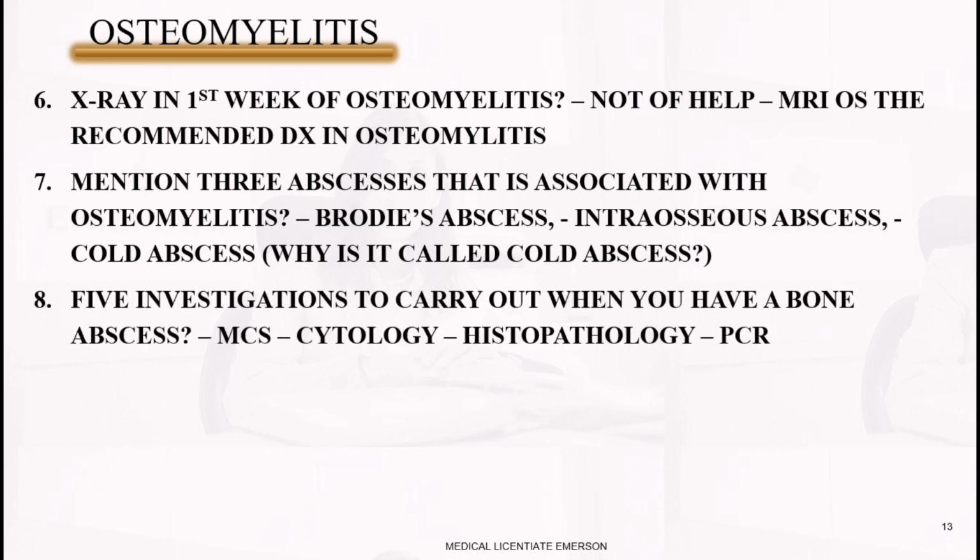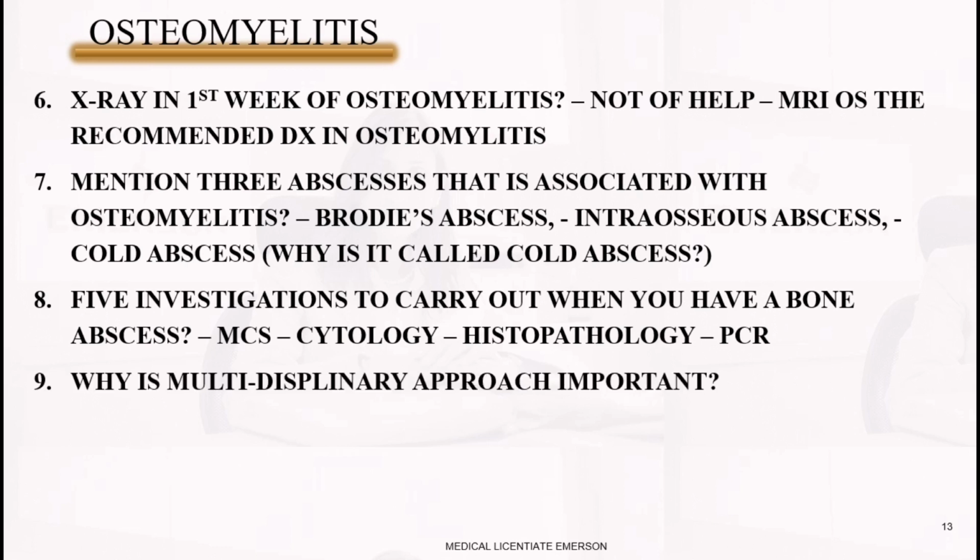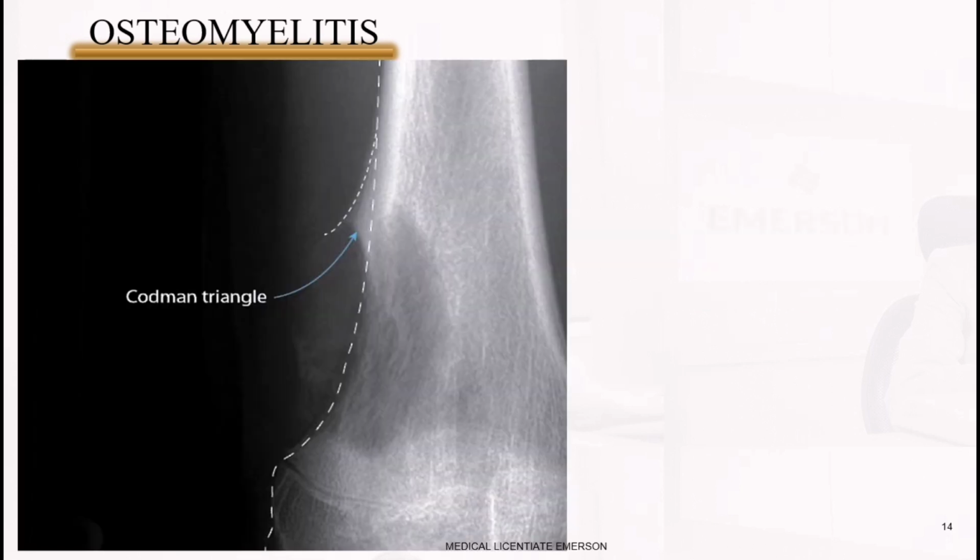Then 5 investigations to carry out when you have a bone abscess. So of course MCS, cytology, pathology, PCR. Those are some of the investigations when you have a bone abscess. Then why is a multidisciplinary approach important in osteomyelitis? So why? Then staging of osteomyelitis, you need to know how to stage.